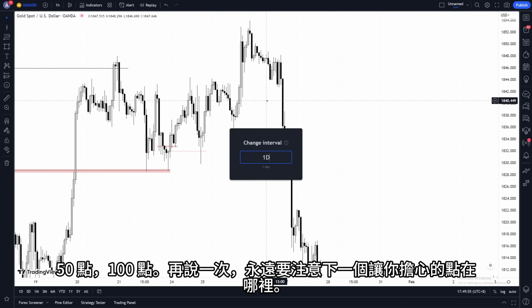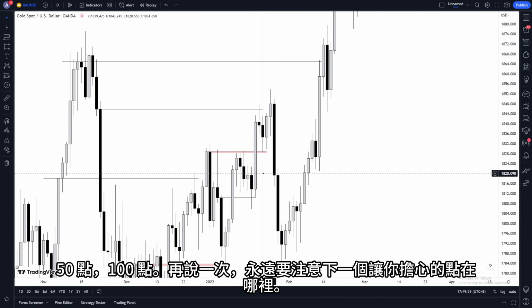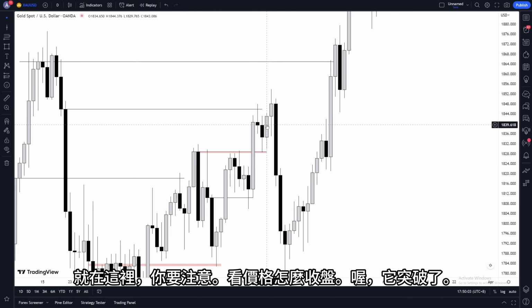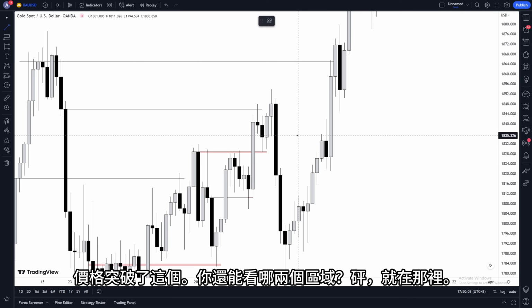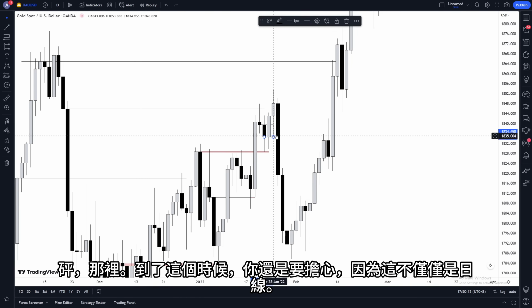50, 100 pips. Again, always paying attention to where your next point of worry could be. That would be in here, not the traditional one, because it's been tested. Right here you want to pay attention, see how price closed. Oh, it broke it. Price breaks this. What are your two other areas you can look for? Boom right there, boom right there.